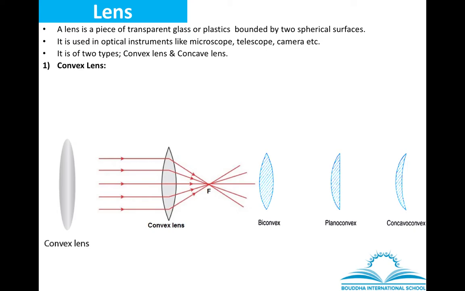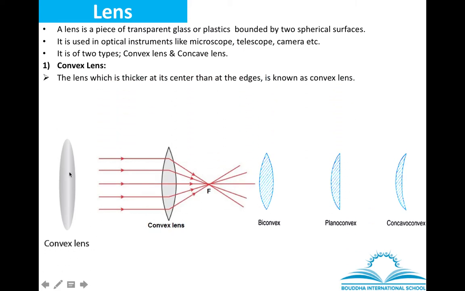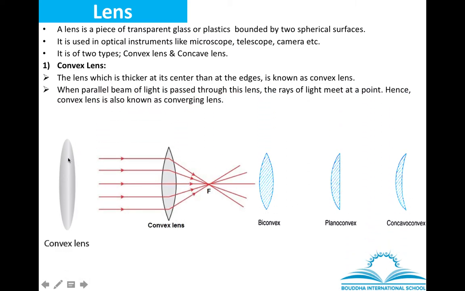The first lens that we are discussing is convex lens. So convex lens, that you can see in the picture, is thicker at its center and thinner at the edges. Such a lens is called convex lens. And when a parallel beam of light is passed through this lens, all the rays of light meet at a point. So since the rays of light are meeting at a point, such a lens is called converging lens.